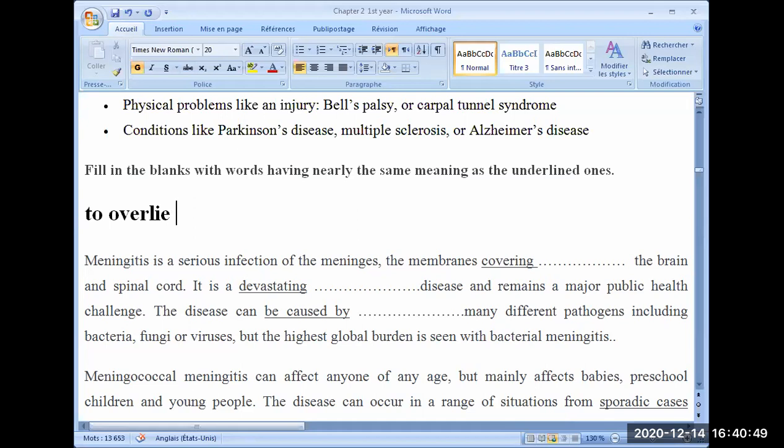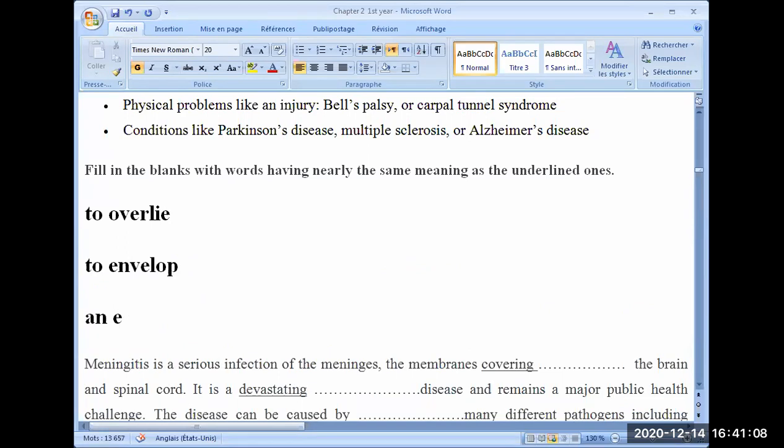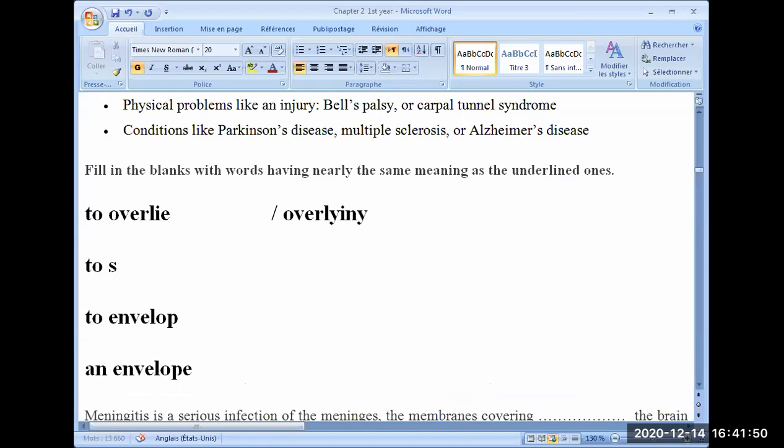So you used envelope, without the e at the end. An envelope, the noun, is with an e, but the verb is without. You used overlie, which can be in the ing form: overlying, this is how it is spelled. Enveloping, with one p, and you used surround or coat too. Surround, to overlie, to envelop.